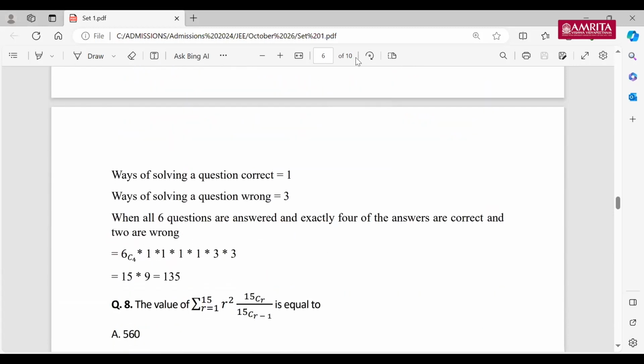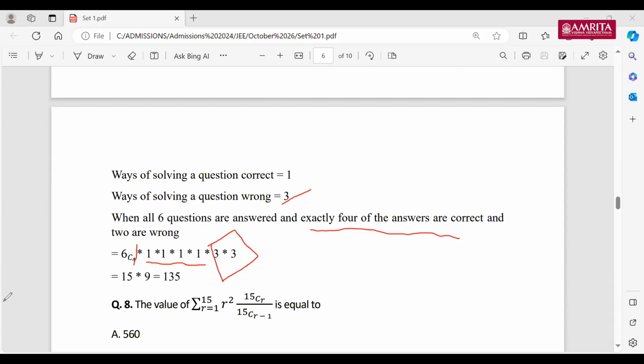So when all the 6 questions are answered and 4 of them are correct, that will be something like 6C4. If 4 of them are correct, then the way of answering it is 1 only. And if 4 are correct, there are remaining 2 questions which are incorrect, and the number of ways of answering it wrong is 3. So there are 2 questions, so it will be 3 into 3. So this is something like 6C4 into 9. That is equal to 135. I hope this part is clear.